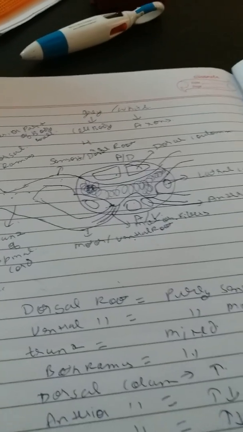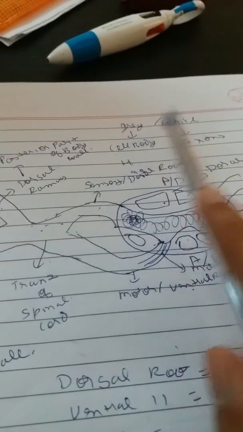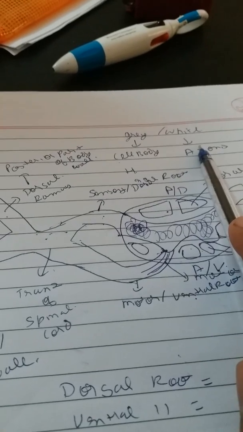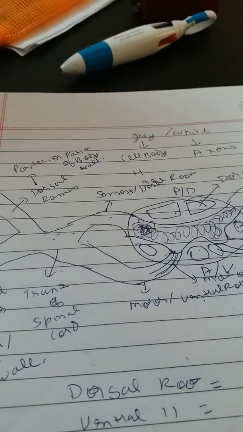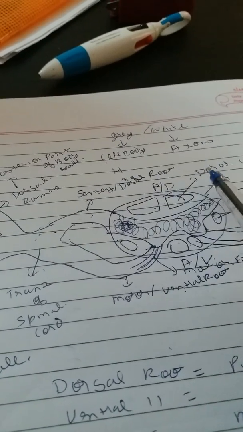Hi guys, today we are going to learn about the basic structure of the spinal cord. So the spinal cord is basically composed of the grey matter as well as the white matter. Now what is grey matter? Grey matter is a collection of cell bodies and white matter is a collection of axons.